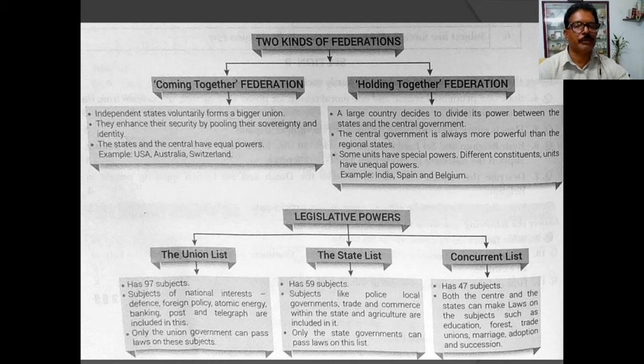There is one more which is not given here, that is called residuary powers. Residuary powers means whatever balance powers are left. For example, information technology, IT. When the constitution was made, at that time information technology was not available. So those subjects which were added later are called residuary powers. And who can make laws on the residuary powers? Only the central government can make laws on the powers mentioned in the residuary powers. I think that is clear to you.